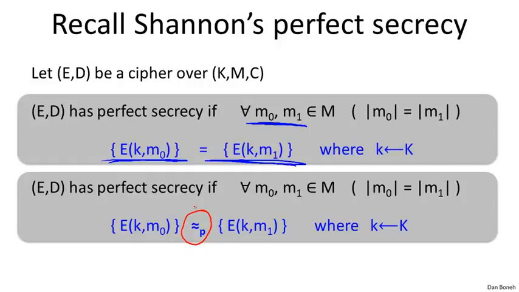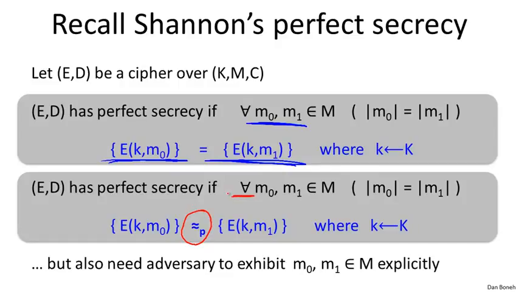It turns out this definition is actually almost right, but it's still a little too strong. This still cannot be satisfied. So we have to add one more constraint, and that is that instead of saying that this definition should hold for all M0, M1, it needs to hold for only pairs M0 and M1 that the attacker can actually exhibit. Okay, so this actually leads us to the definition of semantic security.